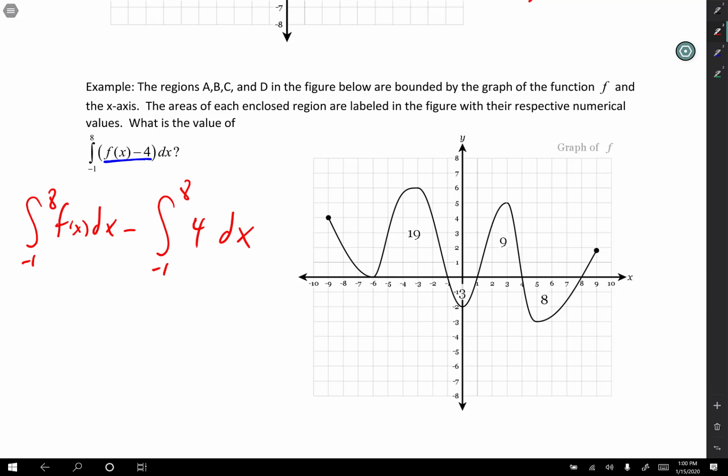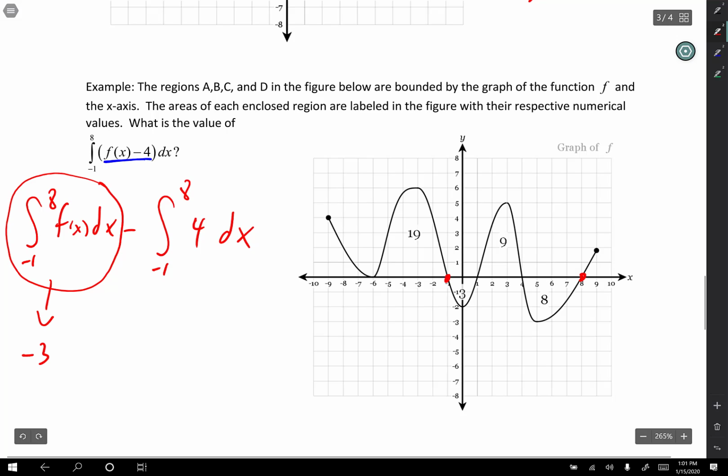This I can calculate real quick. This one here I can calculate real fast. Let's see, negative 1's here and 8's here. So that is negative 3 plus 9 minus 8, whatever that is.